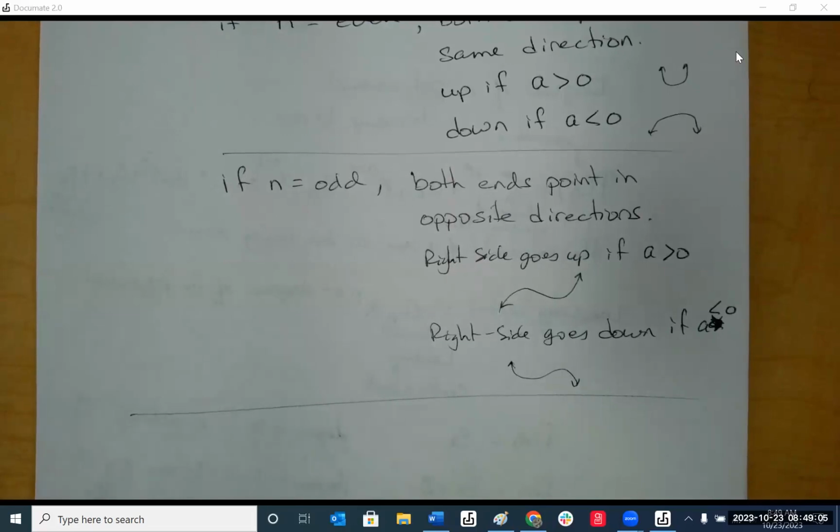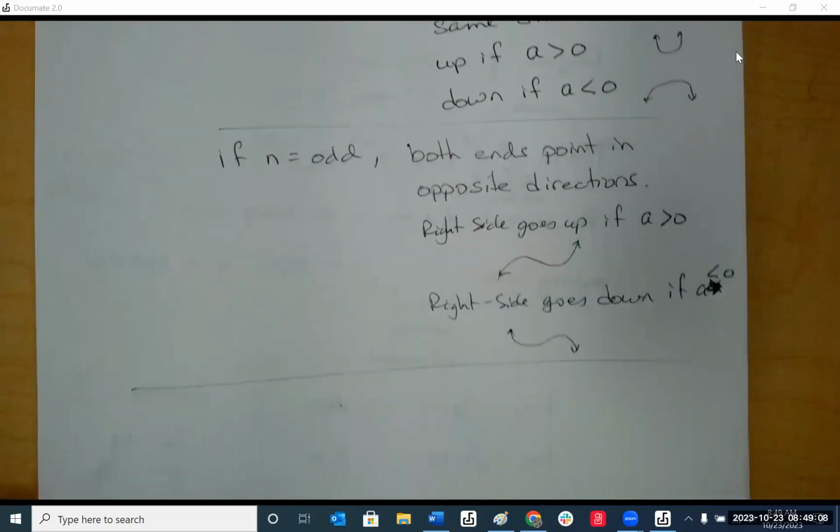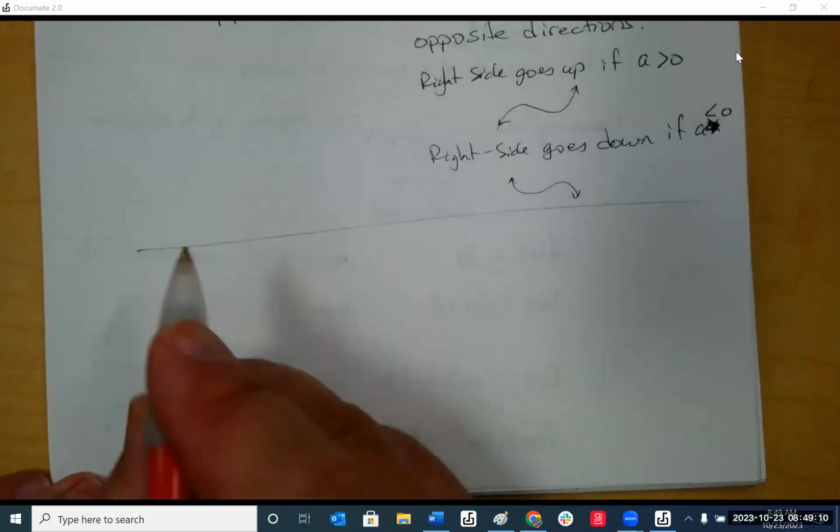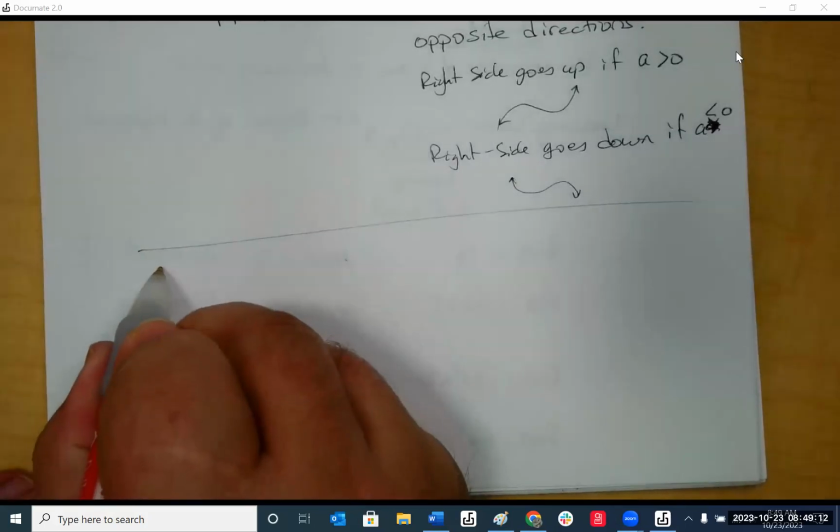So we've described polynomials. Here are some properties of polynomials.